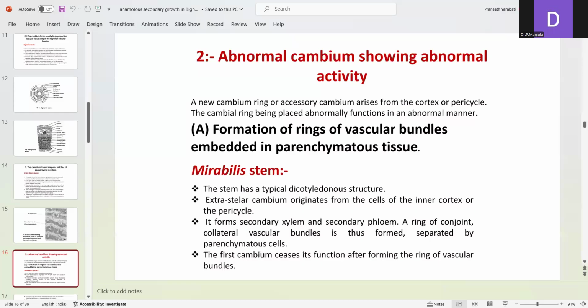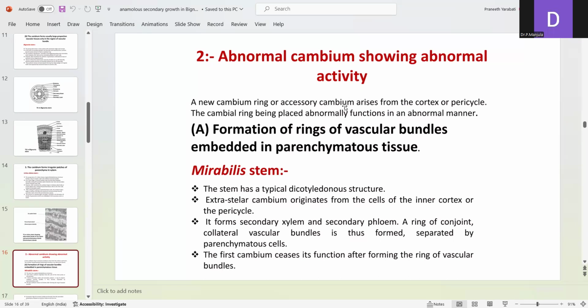Showing the abnormal activity. So here, another reason is abnormal cambium, which shows abnormal activity. So these are the examples. First, accessory cambium, which arises from the cortex or pericycle. Here, abnormal cambium means the cambium which is developed other than in the vascular regions. The cambium which forms other than in the vascular region is called the abnormal cambium or accessory cambium. Another name for this is the accessory cambium.